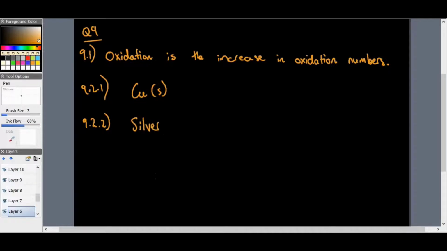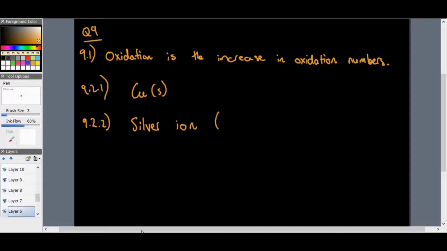Alright? But silver is an ion. If you look on the table of reduction potentials, the long list of tables there, you've got to write out the full thing. If you just wrote silver, you'll only get 1 mark. If you want 2 marks, you've got to write out silver ion.